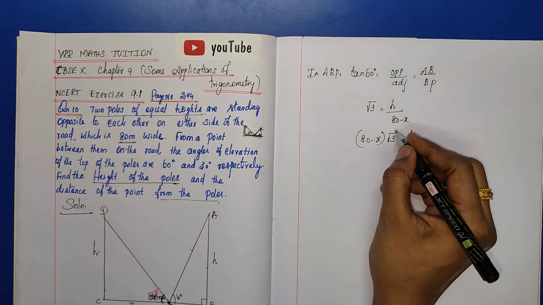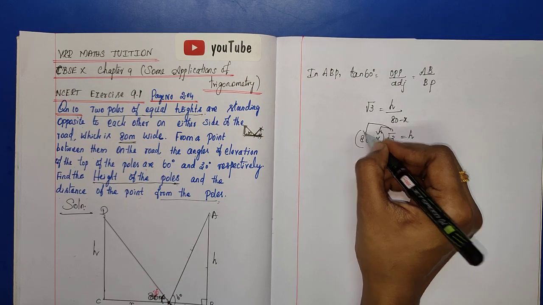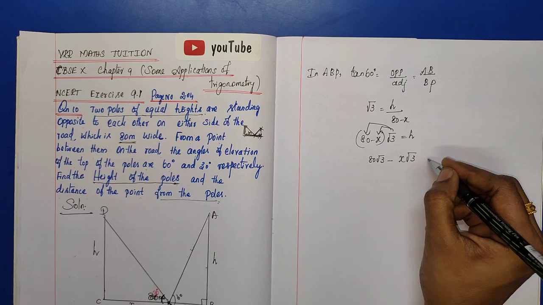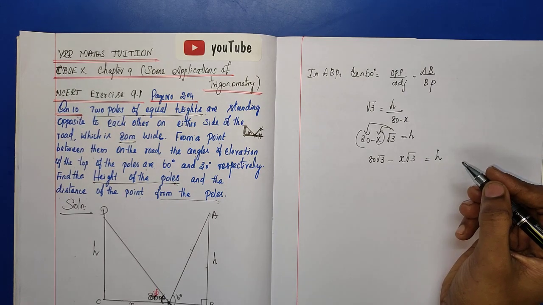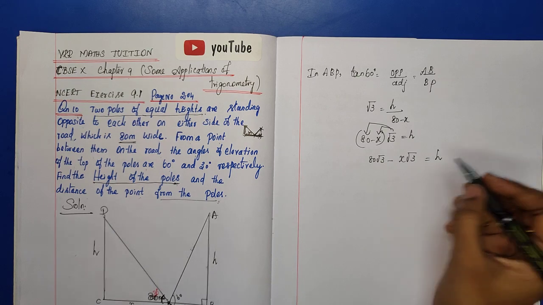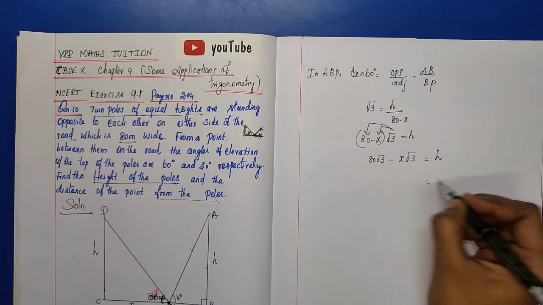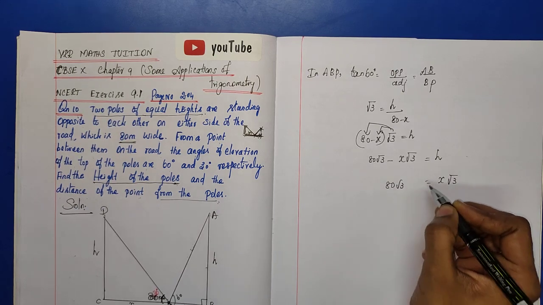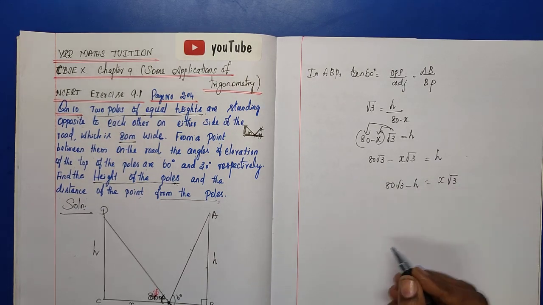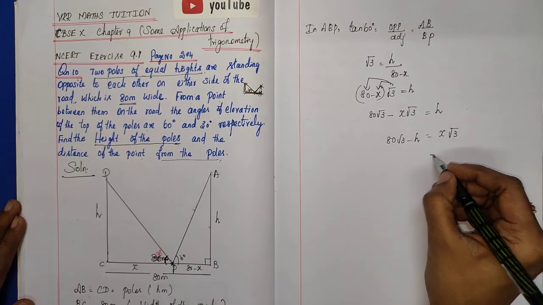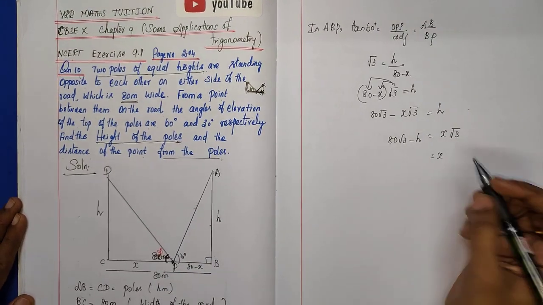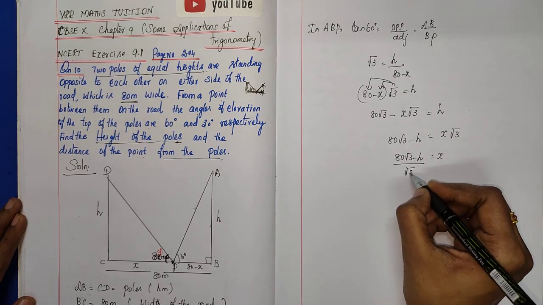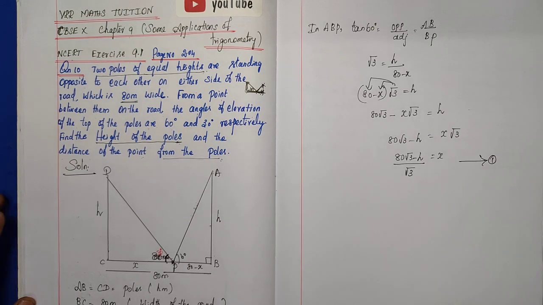From this relation, first do the inside multiplication. 80 root 3 minus x root 3 is equal to h. So root 3x goes to right hand side. It is x root 3 equals 80 root 3 minus h. So from this find x. So x is equal to 80 root 3 minus h by root 3. Let's take this relation as number 1 equation.